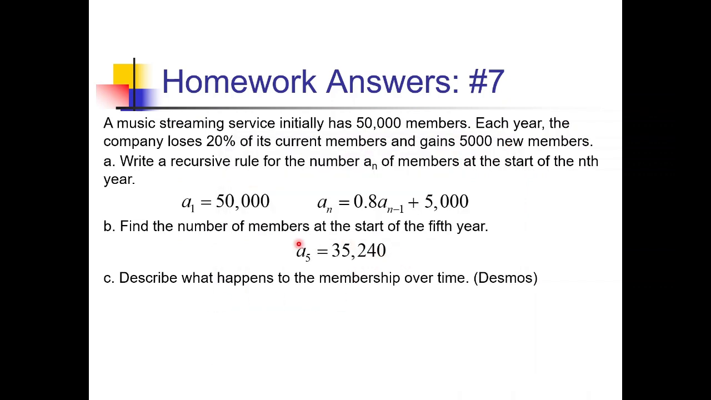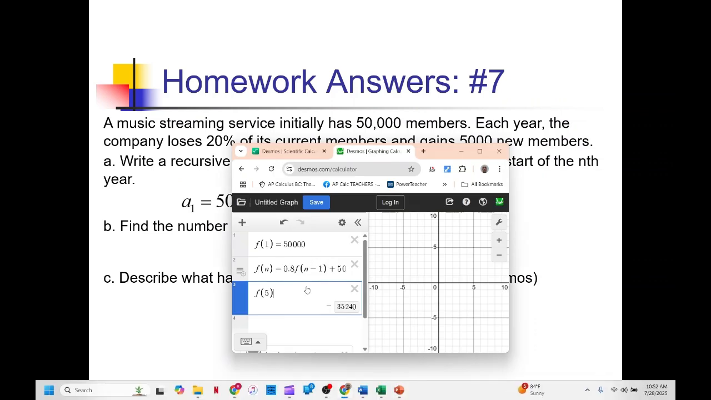And then for this next one, they want to know what happens to the membership over time. So if I plug in bigger and bigger numbers, is this thing just veering off into infinity? Is it leveling out? Let's find out. So instead of f of 5, let's do f of 10. And that's about 28,000 and change. How about f of 20? Well, that's a little bit less, 25,360, but it's still changing.